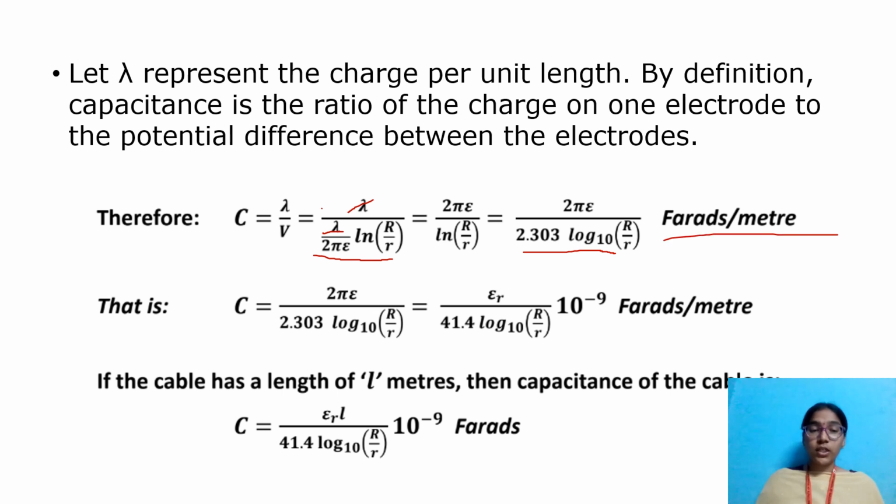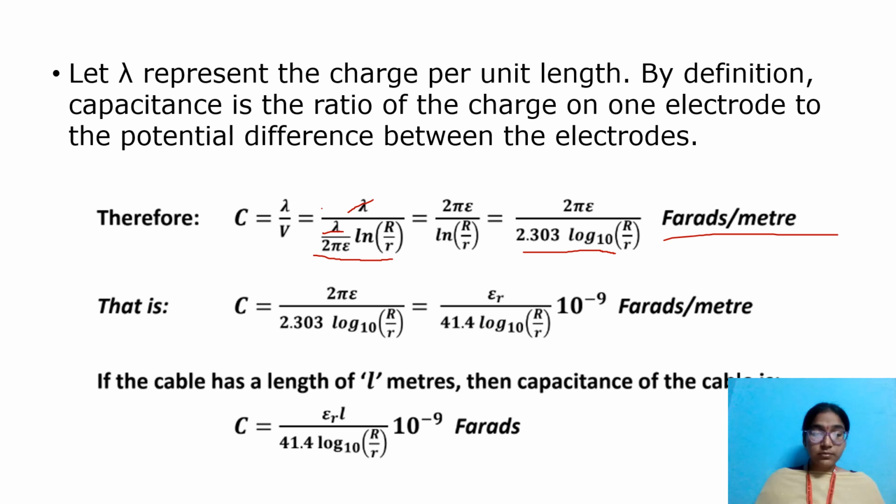This is the unit. Therefore, the capacitance C equals 2 pi epsilon by 2.303 log base 10 capital R by smaller r, which is epsilon by 41.4 log base 10 capital R by smaller r, times 10 to the power of minus 9 Farads per meter.